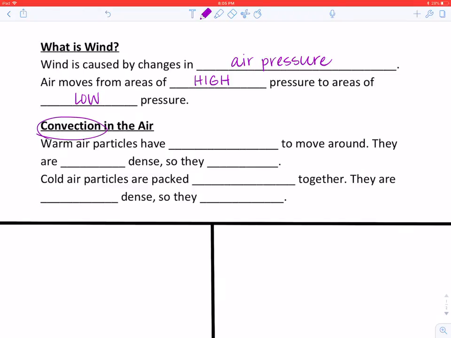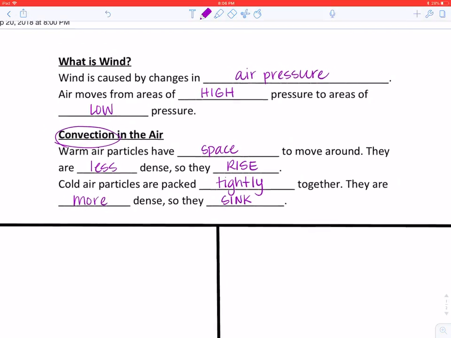Convection happens in the air, just like it happened in the convection cup lab where we used hot water and cold water. Warm air particles have space to move around. They are less dense, so they rise. Cold air particles are packed tightly together. They are more dense, so they sink. Go ahead and grab a blue color and a red color. You're going to need both of those for the next part of our notes.